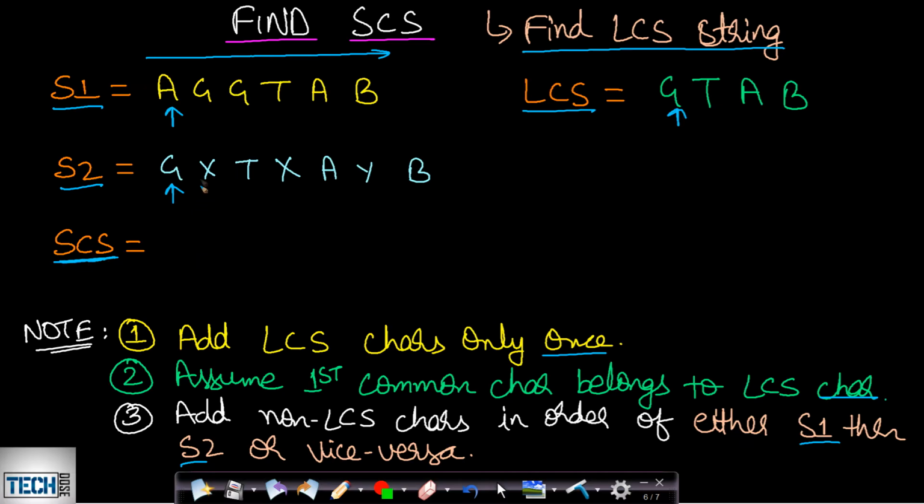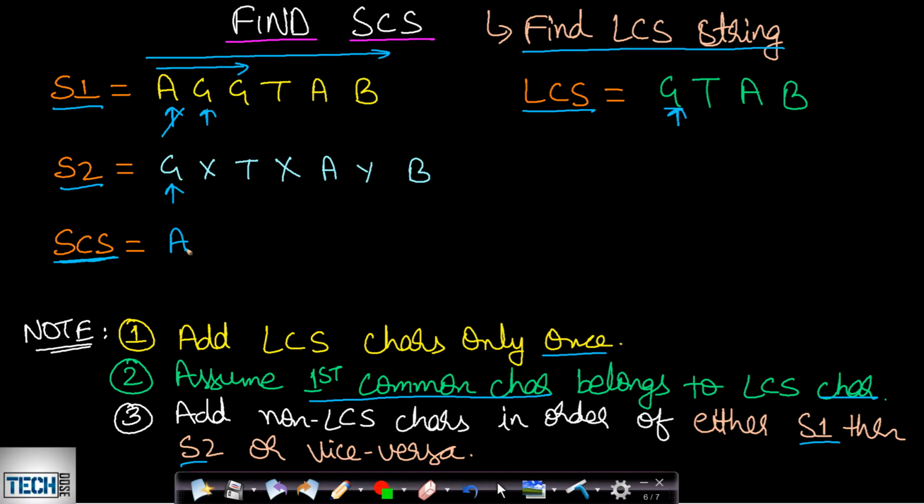So now what we will do is we will keep traversing in this string S1 as long as we do not see this LCS character. This LCS character is actually G. This is A, so A will get included. We will move to G. So this G and this G are matching, and this is the first common character. Whatever is occurring before this character should be maintained in order, and that is why I have included it initially in SCS.